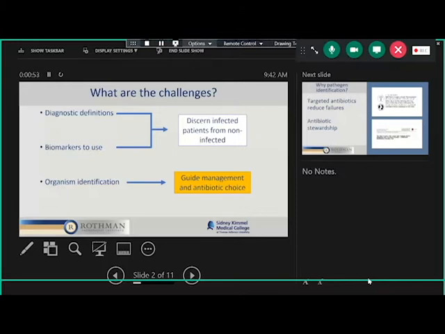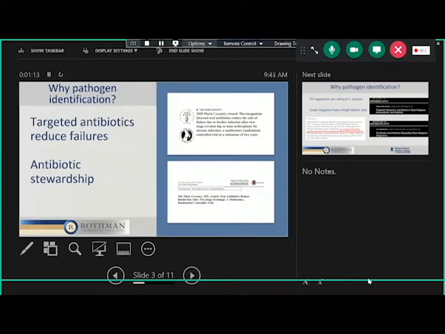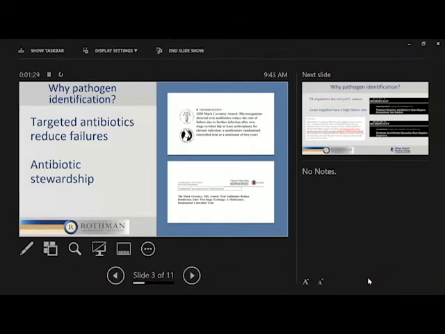The reason why this is important is because once you know that the patient is infected and you treat him, and you do the surgery, you try to identify the organism. Then you need that organism identification to guide your management and also your antibiotic choice. Why is this important? We know from clinical randomized trials run by Rothman and also Rush, led by Dr. Della Valle, that targeted antibiotics reduce failures. But it's not only about that, it's also about antibiotic stewardship. We know that bacterial resistance is on the rise. We will talk later about other mechanisms that can evolve out of antibiotic pressure, like resistance, which is another formidable enemy in the treatment of infection. So we definitely want to know which organism we want to fight and then which antibiotic is the most appropriate.